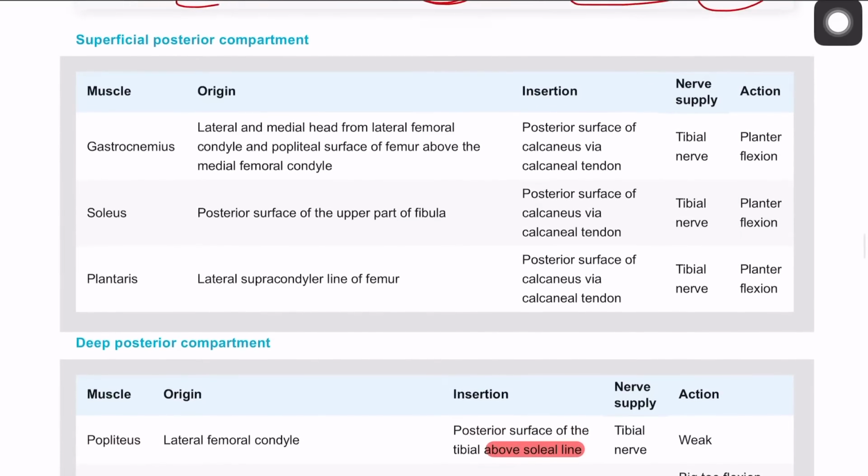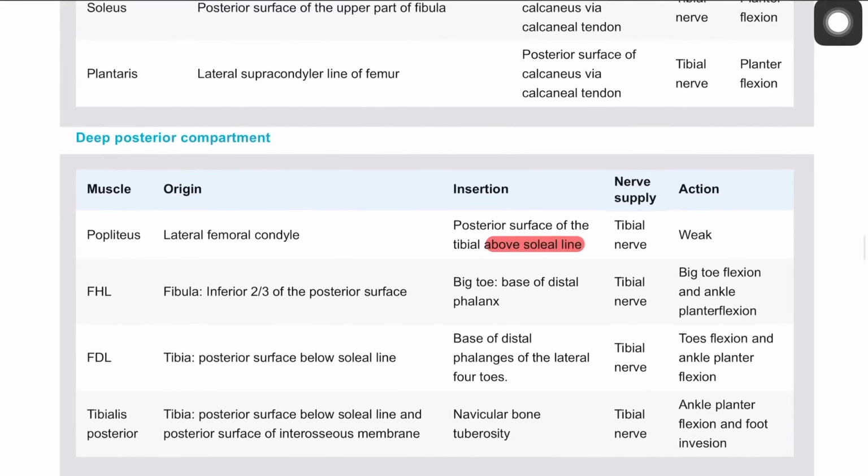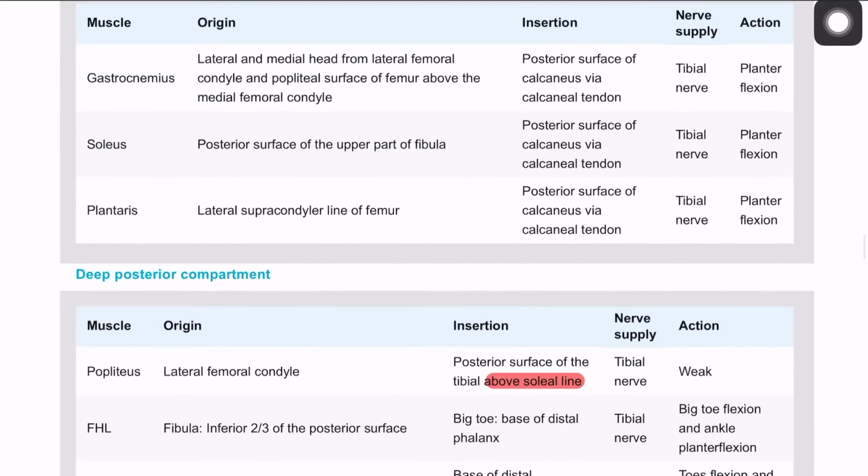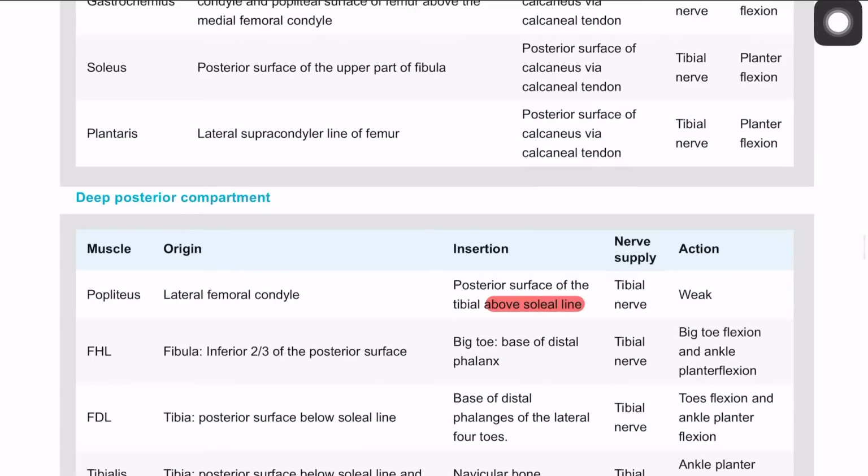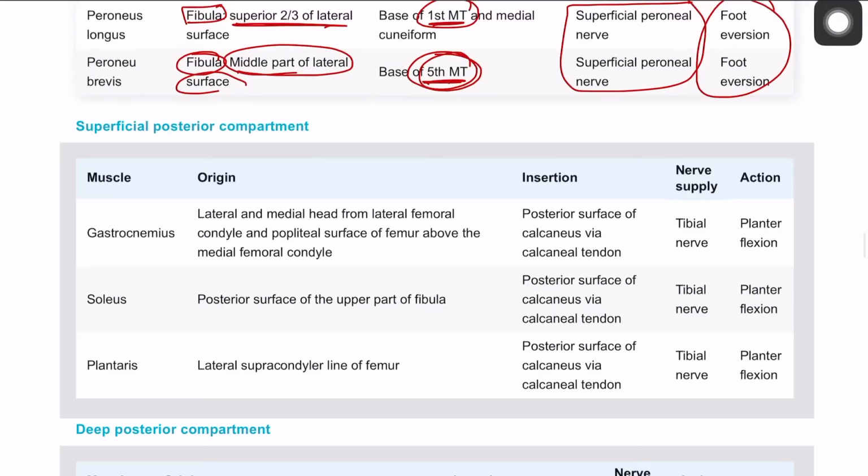Finally, we have the posterior compartment. There are 7 muscles: the gastrocnemius, soleus, and plantaris as the superficial group, and the popliteus, flexor hallucis longus, flexor digitorum longus, and finally the tibialis posterior as the deep group. Starting with the gastrocnemius muscle, it has 2 heads, a lateral and a medial head, coming from the lateral femoral condyle and the popliteal surface of the femur, just above the medial femoral condyle.